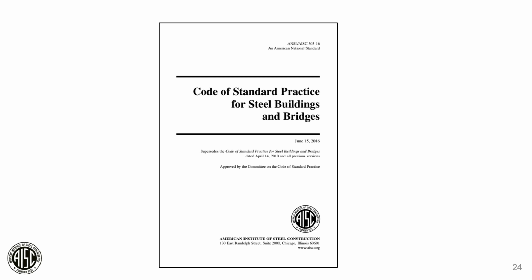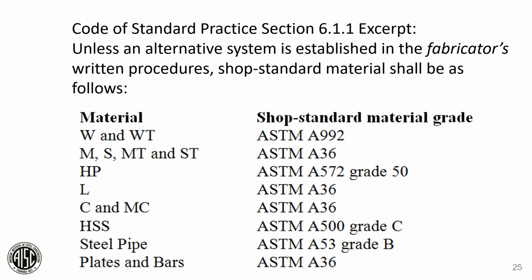Another place to look may be the AISC Code of Standard Practice for Steel Buildings and Bridges. This is also the 2016 edition. Section 6.1 of the Code of Standard Practice states, "Unless an alternative system is established in the fabricator's written procedures, shop standard material shall be as follows." So this really tells you what is the standard material that you might see in every shop. Now this is based on 2016 information. So when you look at this list, it's a much shorter list, but lets you know what most fabricators are going to have in their shop to use.